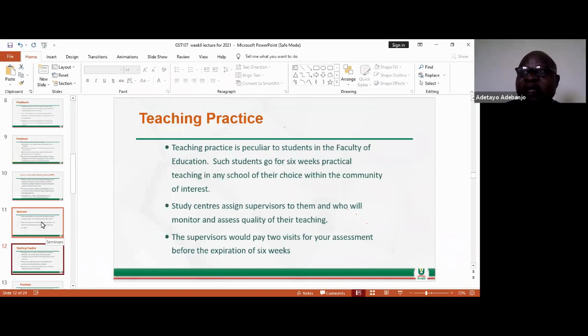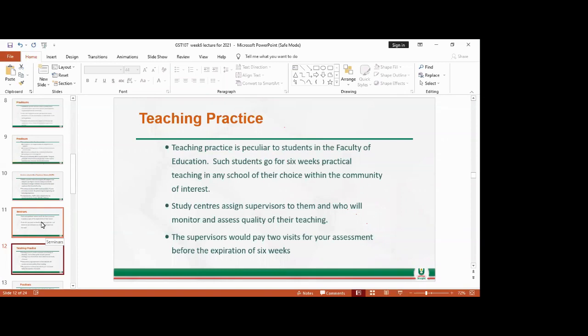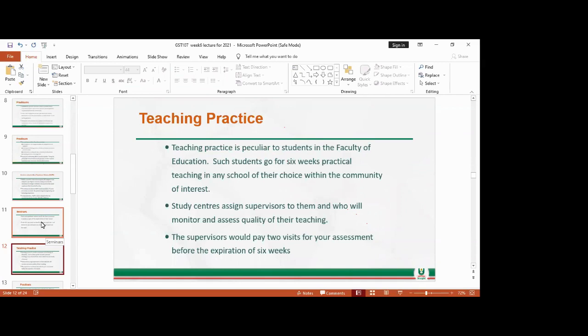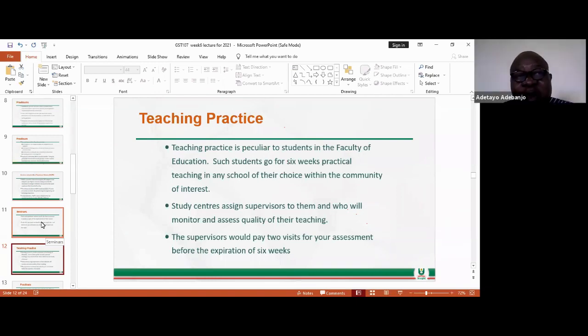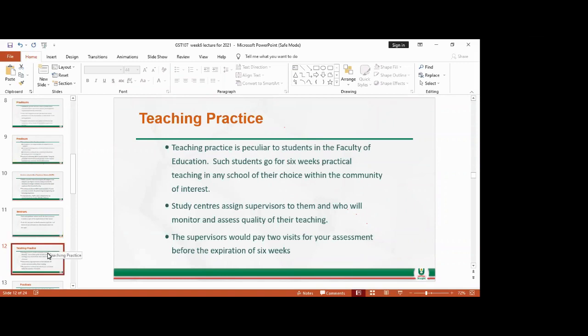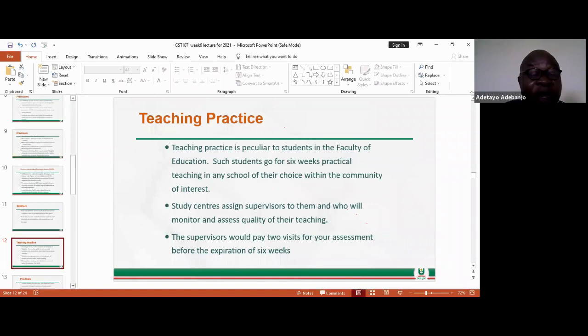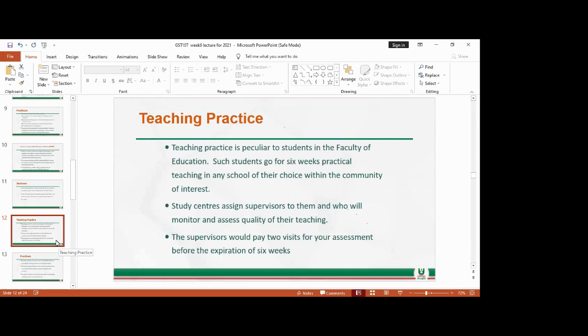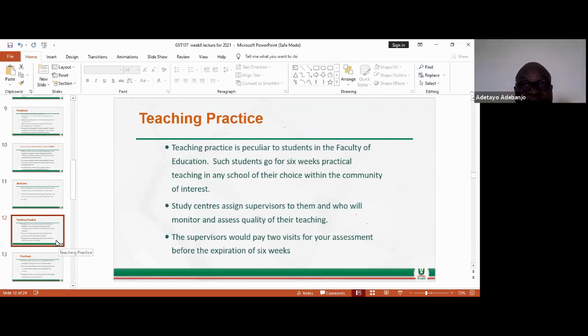So as a teaching practice student, you should be able to undergo some methodology, some teaching aspect that will enable you to fit into the teaching profession. That's why I always tell you, the knowledge you don't have, you cannot give. So the knowledge you have is what you are going to pass on to the students. Teaching practice is more or less like a practicum, but the difference is that it's only students in the Faculty of Education that do teaching practice. And this teaching practice is more or less a practical work.